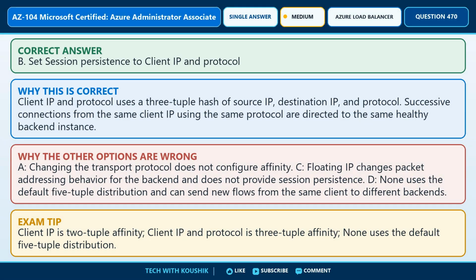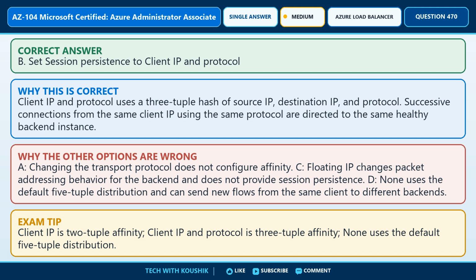The correct answer is option B, set session persistence to client IP and protocol. The reasoning is as follows. Client IP and protocol uses a 3-tuple hash of source IP, destination IP, and protocol. Successive connections from the same client IP using the same protocol are directed to the same healthy backend instance.